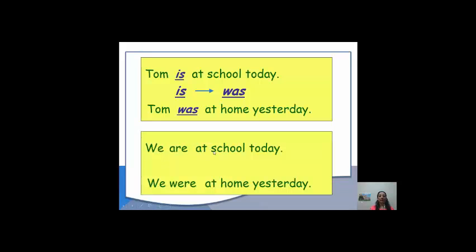We are at school today. This is the present. We were at home yesterday. This is the past. So are in the present changed to were in the past. So verb to be in the present is, am or are, and in the past was or were.